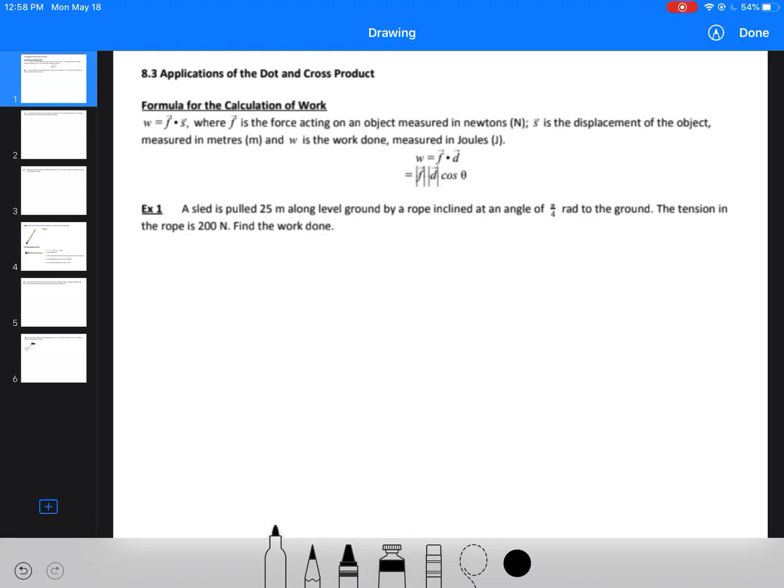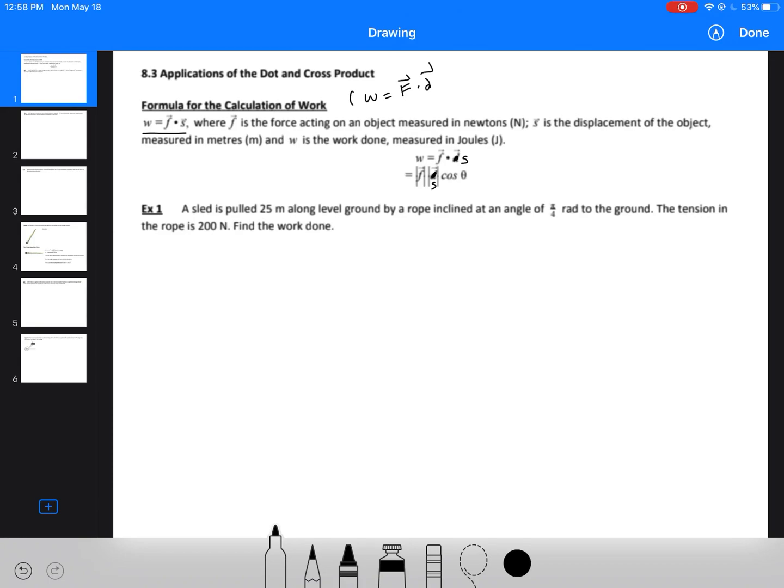This video covers applications of the dot and cross product. The first one we'll look at is an application of the dot product, which is the formula for the calculation of work. Here we've got work equals force dot displacement. If you've taken physics, you might know it as this, but we'll try to be consistent here and we'll use S. Mathematicians like to use S for displacement.